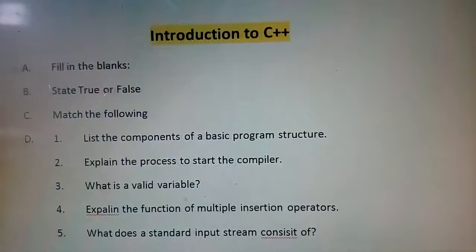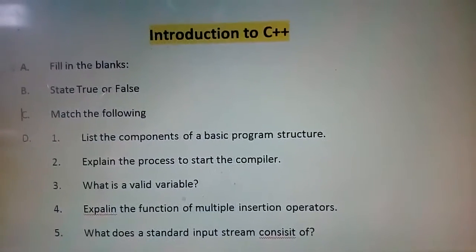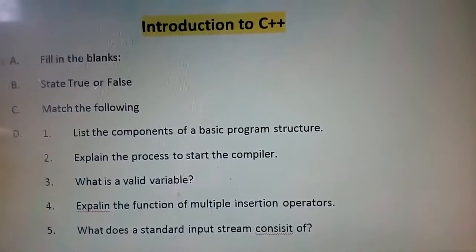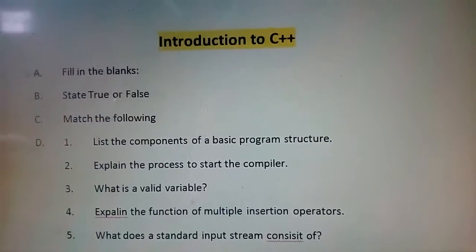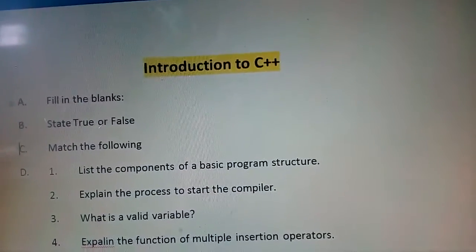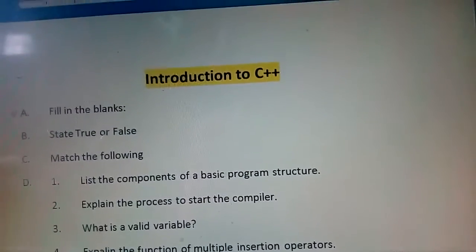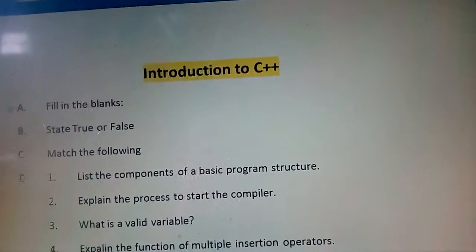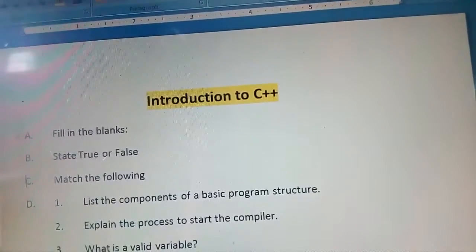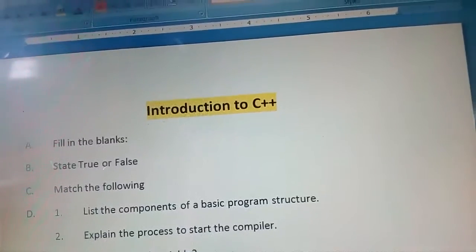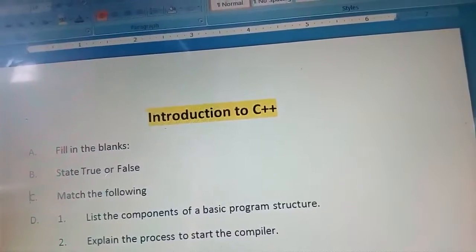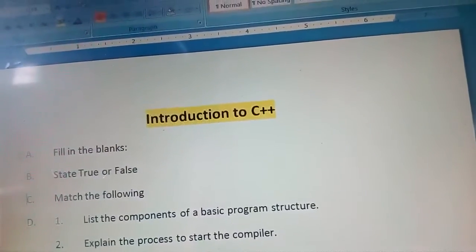Now next is true, false. First one, C++ is considered to be the first OOP. No, it's false, because C was there before. Number 2, to use the C++ compiler, you need to install the program in your computer. Yes, it's true. First you have to install the program, then you can use this C++ compiler.